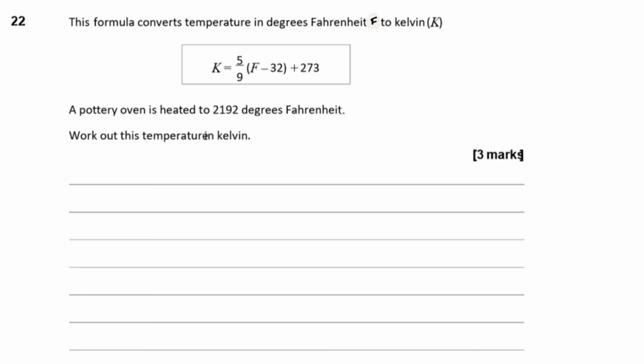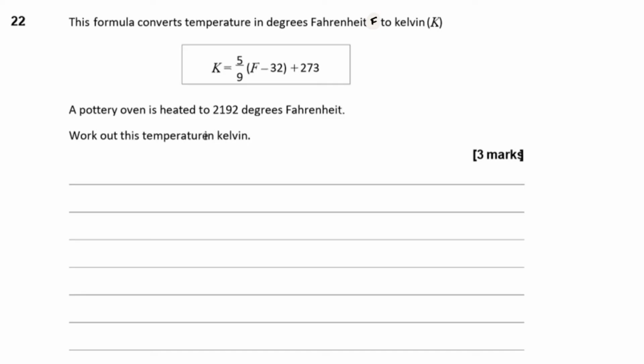Question 22. This formula converts temperature in degrees Fahrenheit, represented by the letter F, to Kelvin, which is represented by the letter K. A pottery oven is heated to 2192 degrees Fahrenheit. Work out this temperature in Kelvin.